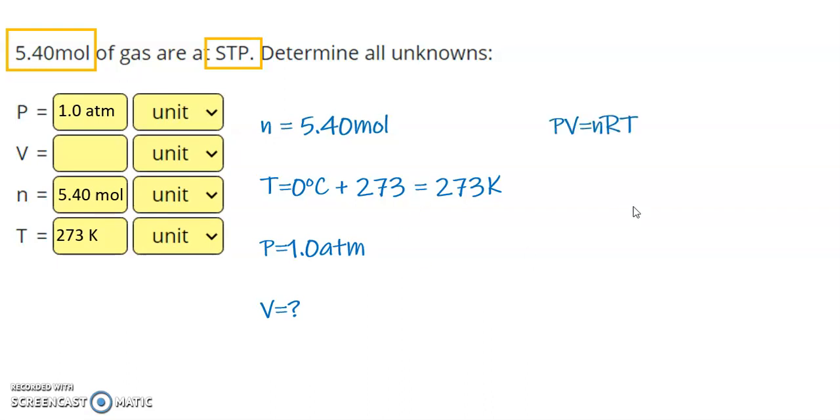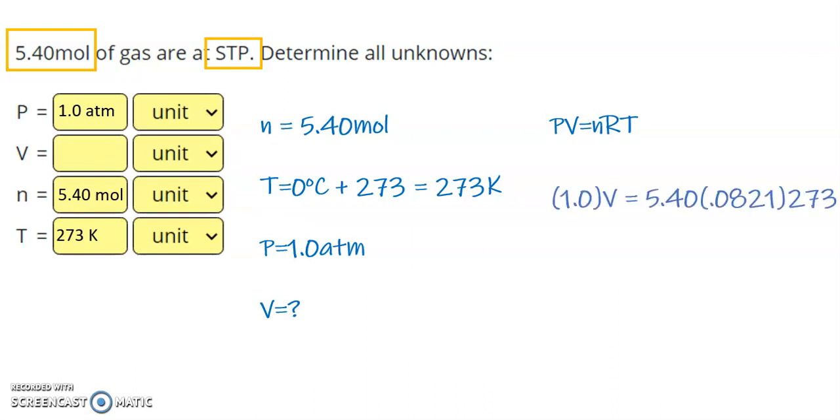The ideal gas law is PV equals nRT. Well, let's see, we know P, looking for V. We know N. R is a constant. We always know R. And we know T. So PV equals nRT will work for this problem.